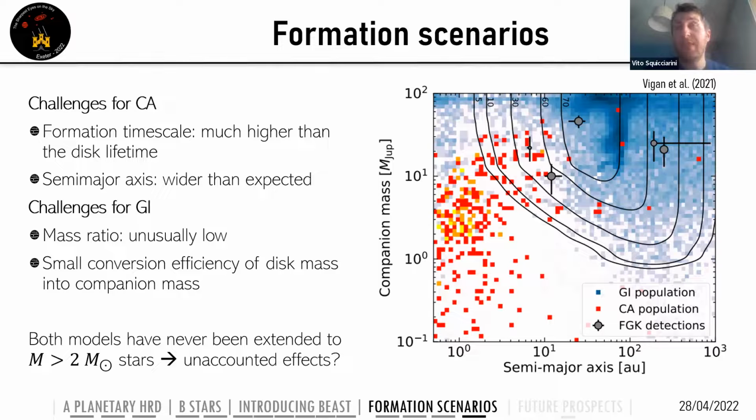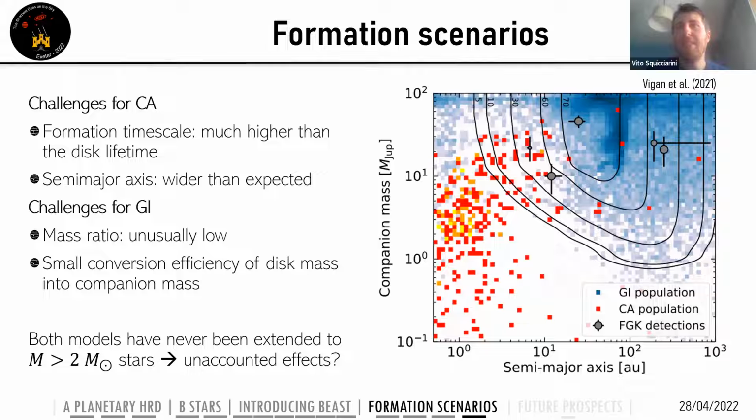Neither of them can fully explain our observation, because a co-accretion scenario is very difficult, due to the fact that the formation timescale required is much higher than the disk lifetime around these stars. And also they are very far away from their star. On the other hand, gravitational instability usually has a much higher conversion efficiency of disk mass into companion mass, and so it is strange to create such small objects compared to their stars.